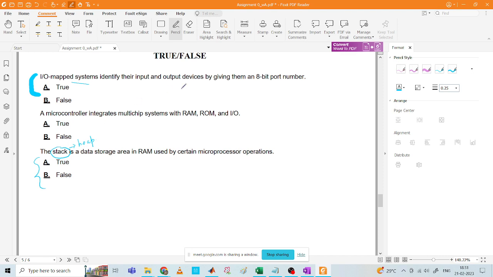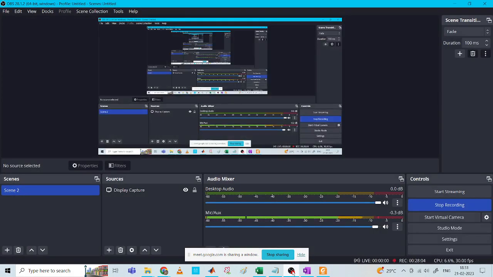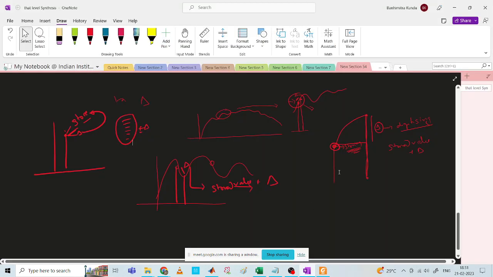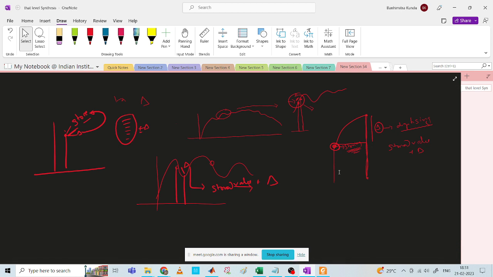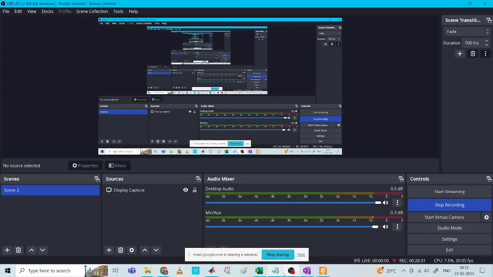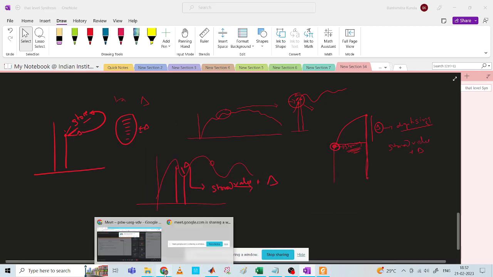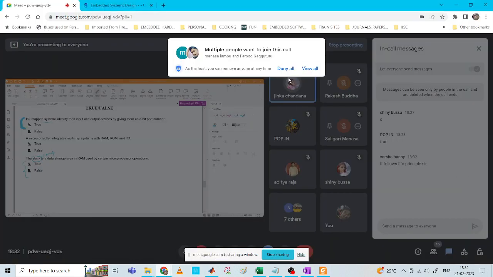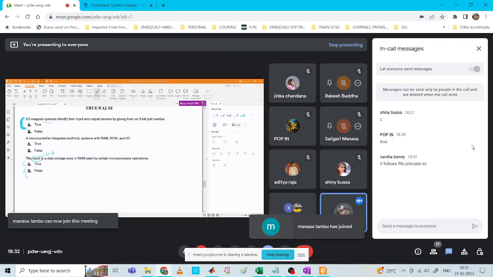So you know, right, what is stack? Can anyone tell me what is stack, or else I will explain. It follows the FIFO principle, sir, which is correct, yes.